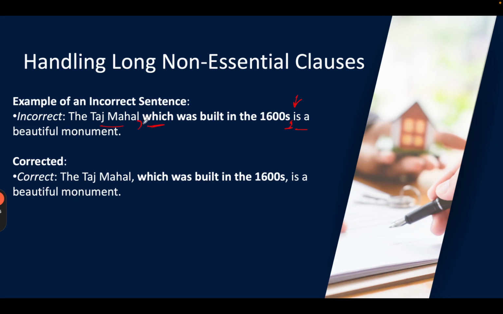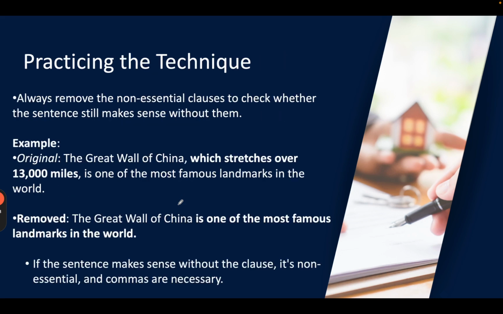Not placing a comma over here would be totally incorrect. Like, if you eliminate this, "The Taj Mahal is a beautiful monument" is a grammatically and meaning-wise complete sentence, which means I definitely want to put a comma here and another comma here, or even a dash and a dash over here, or even a bracket and a bracket here. So, this is how identifying the words that the sentences are using, like which, who, whose, where, should trigger and tell you that probably a non-essential clause is coming up. Now let's practice this technique with a few examples.